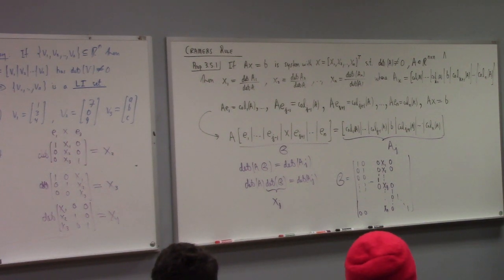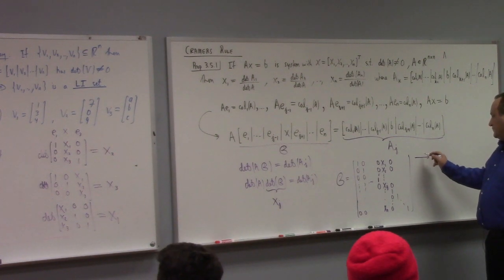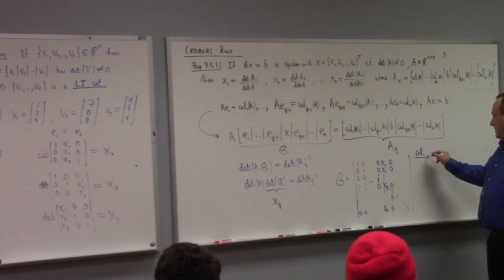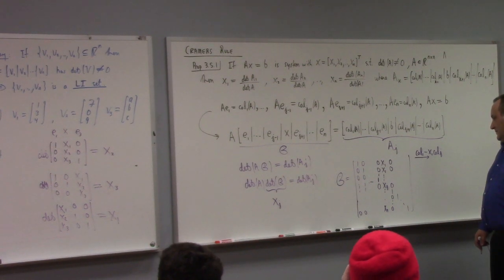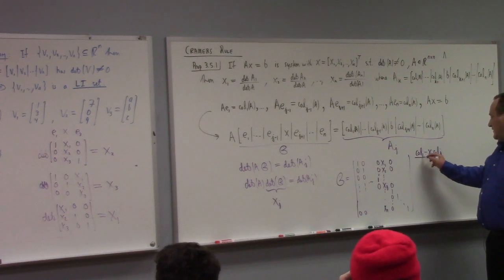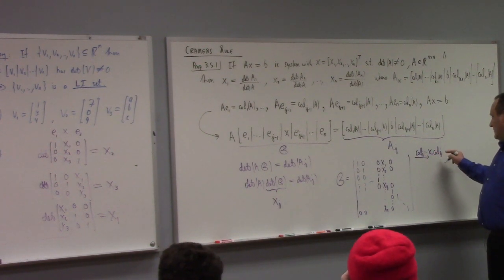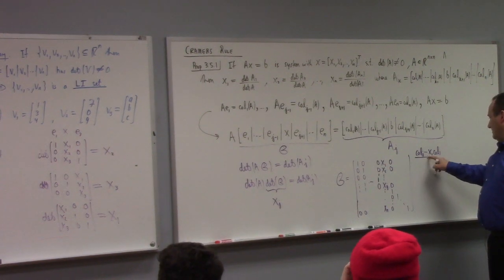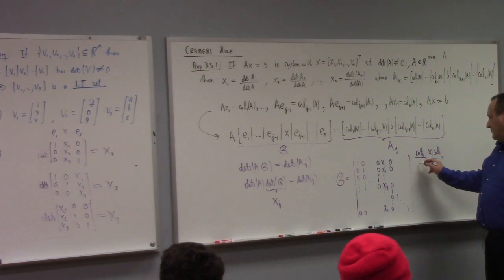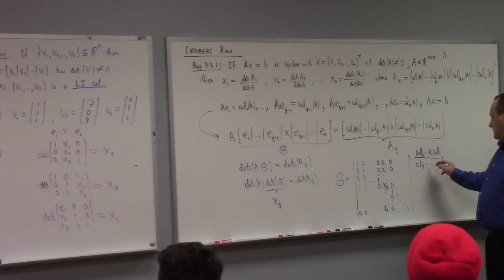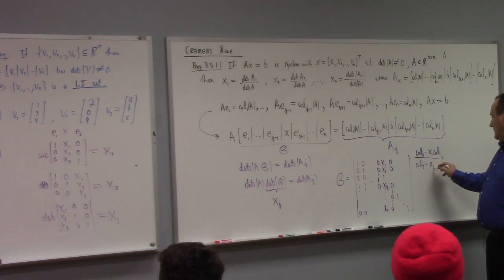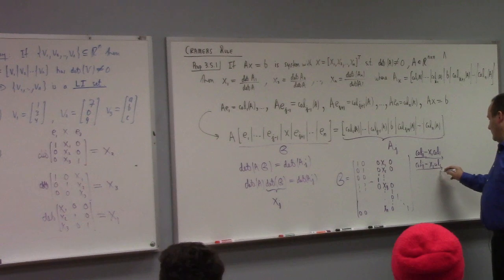So if you like, you could just do what? You could do column j minus x1 column 1, right? And then column j minus x2 column 2, and so forth and so on.